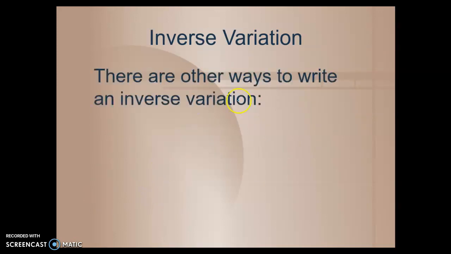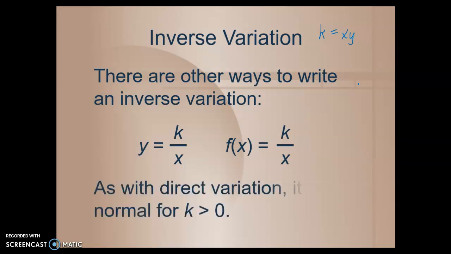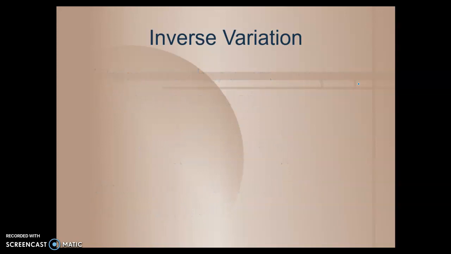So there are a couple of other ways that you can write an inverse variation. We've already said that our constant of variation is just x times y, but if we were going to put this in function notation or solve for y, we would write that y is equal to k divided by x, or f of x equals k divided by x. Again, k is a non-zero constant.